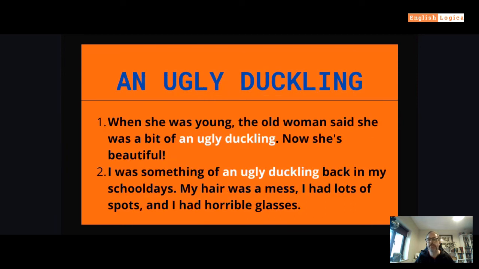So an ugly duckling. Example 1. When she was young, the old woman said she was a bit of an ugly duckling. Now she's beautiful. Example 2. I was something of an ugly duckling back in my school days. My hair was a mess, I had lots of spots, and I had horrible glasses.